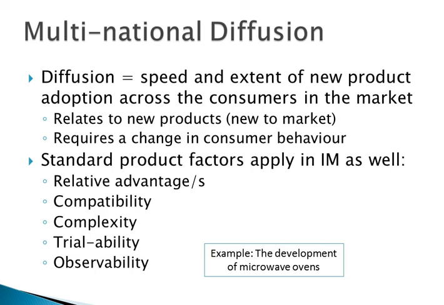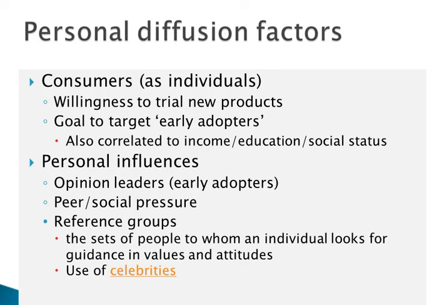So basically, speed of diffusion relies upon the products being seen as having significant product advantages, but also it requires a change in consumer behavior and lifestyle. Now, this will vary by country. Okay, in some countries you'll have an attitude or a culture where the country is more individualized and people are willing to try things. So companies try to target early adopters.